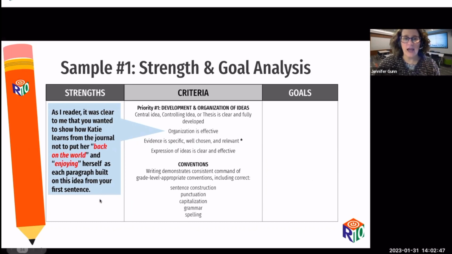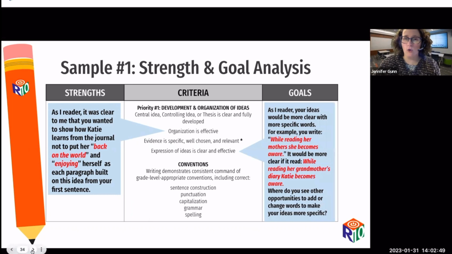Staying in the ideas category, though, for their goal, I'm going to target the expression of ideas. Now, this is where you might see some overlap with conventions, but I want to keep it about the ideas. And I want to say to that student, as a reader, your ideas would be more clear with more specific words. For example, you write, "while reading her mother's, she becomes aware."